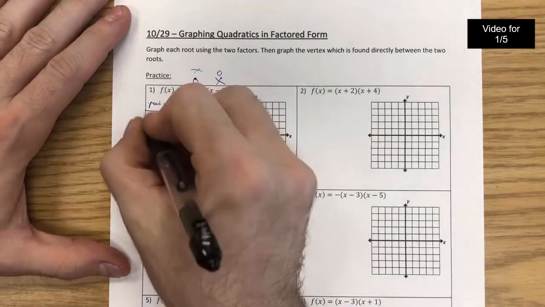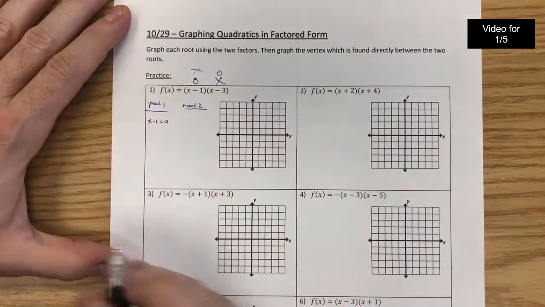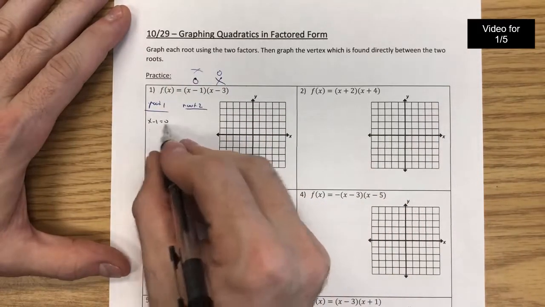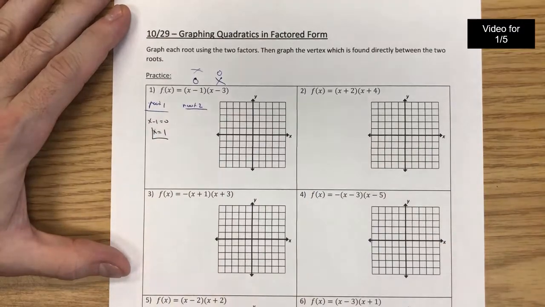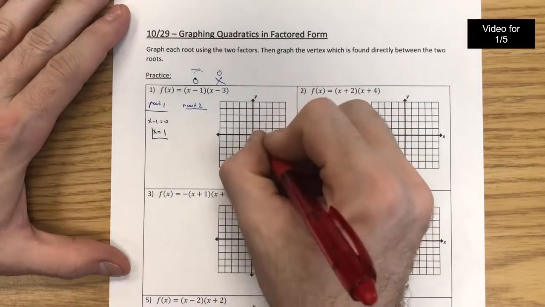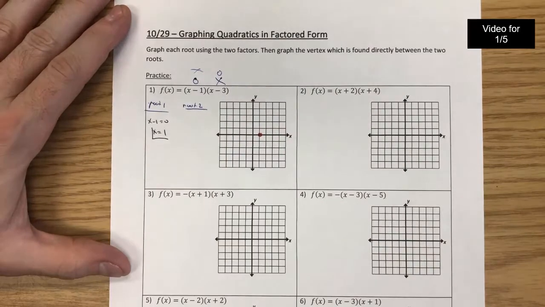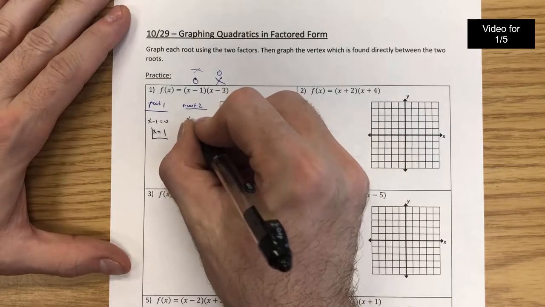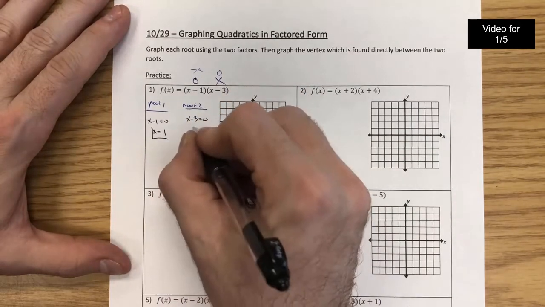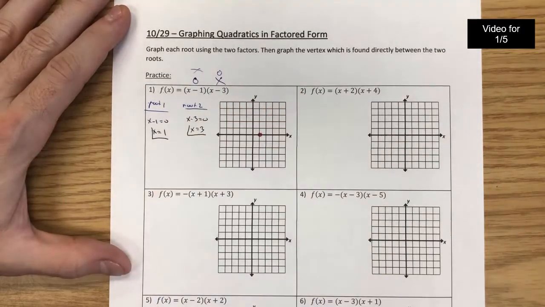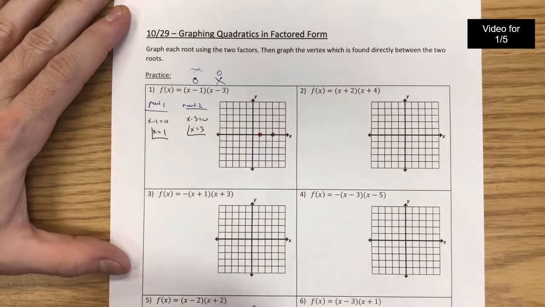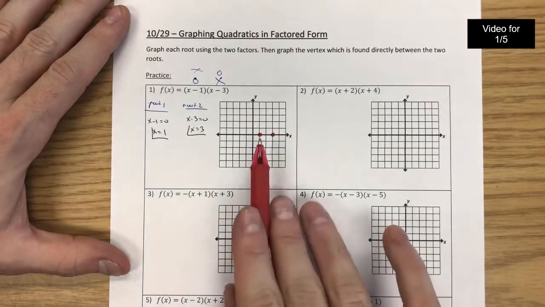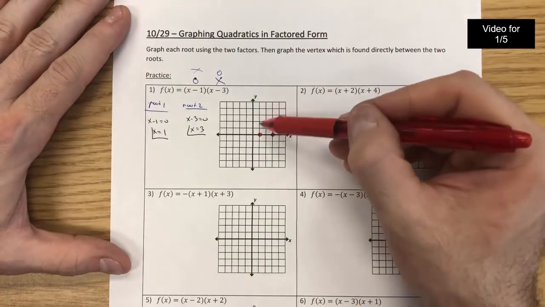My root 1 is simply x minus 1. If that equals 0, then it doesn't matter what's over here. So I add my 1 to both sides. I found my first root. So I'm going to plug in a nice point at x equals 1. For my root 2, I say, okay, so x minus 3 is equal to 0. Add 3 to both sides. I get x equals 3. Boom.